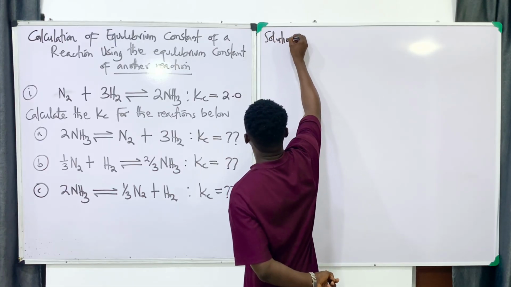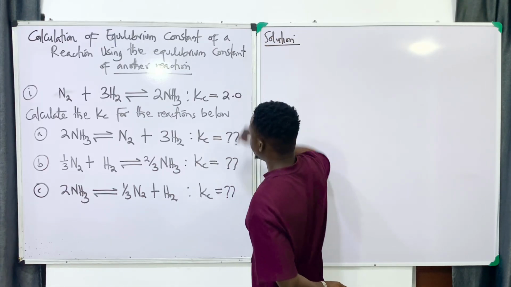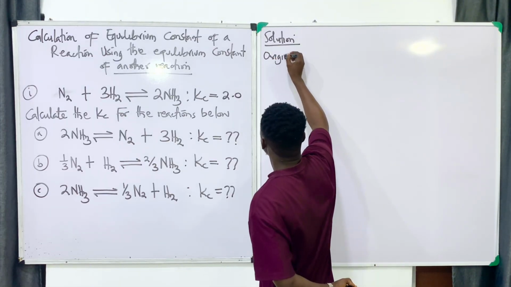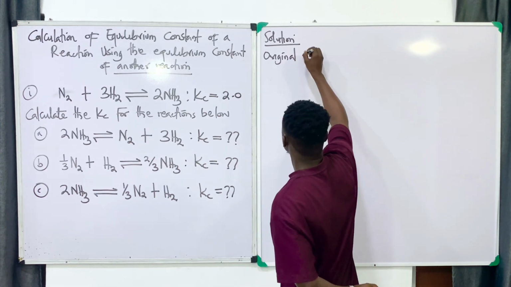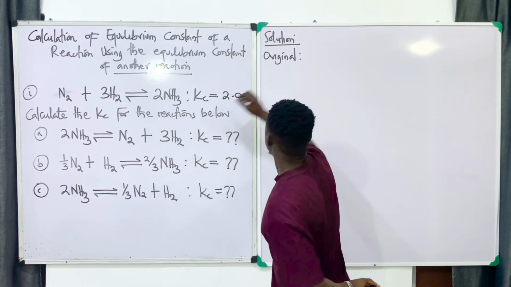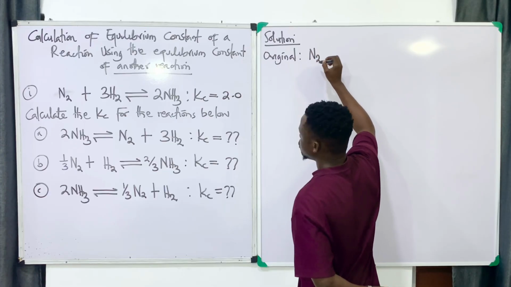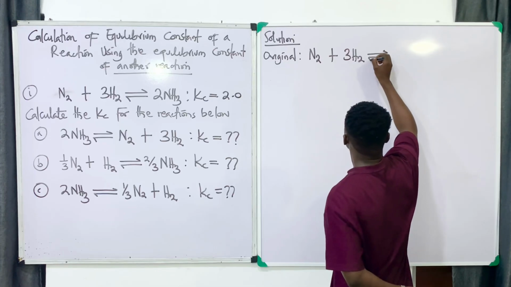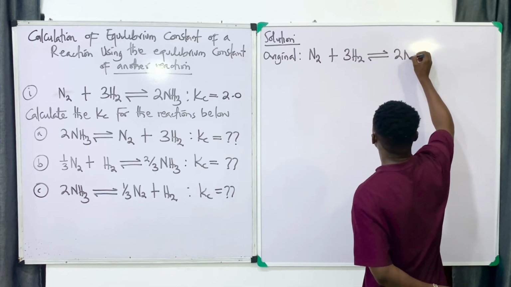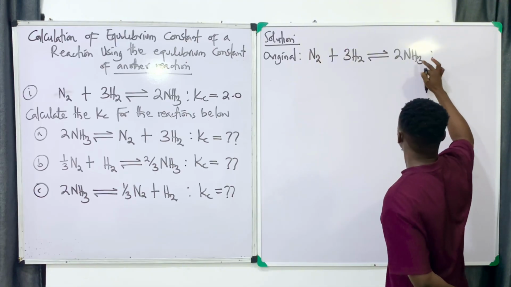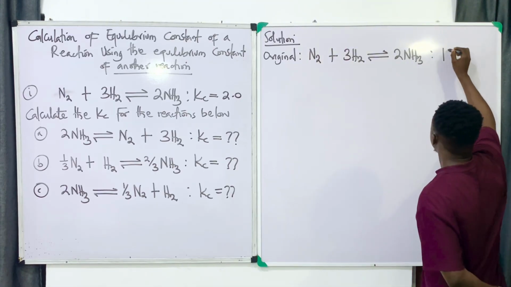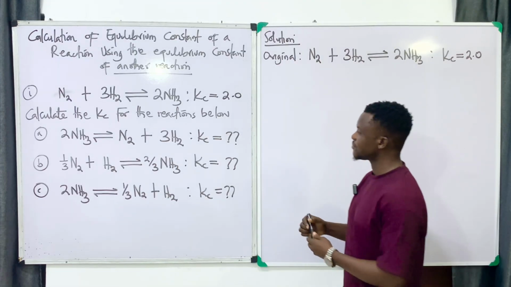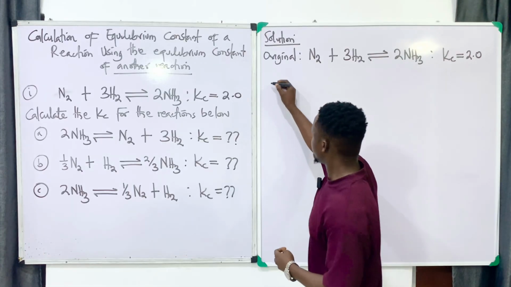I'll say solution for the first one. So let's say the original equation, which is this one. We have N2 plus 3H2, giving us 2NH3. So we have Kc here equals 2.0. Class, let's solve for A.